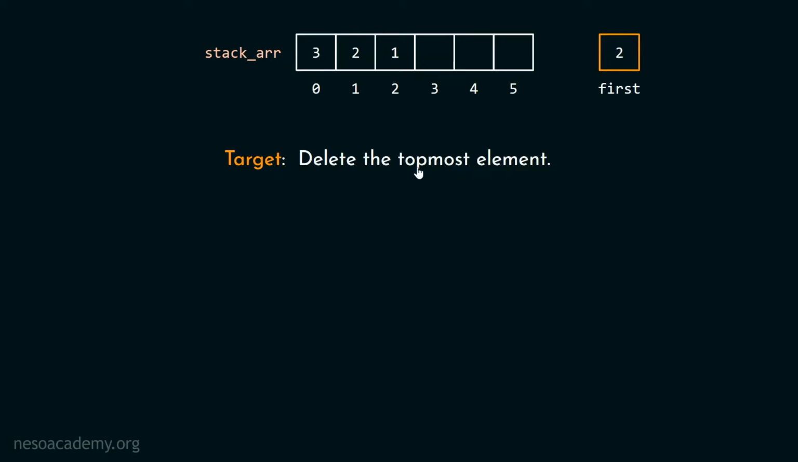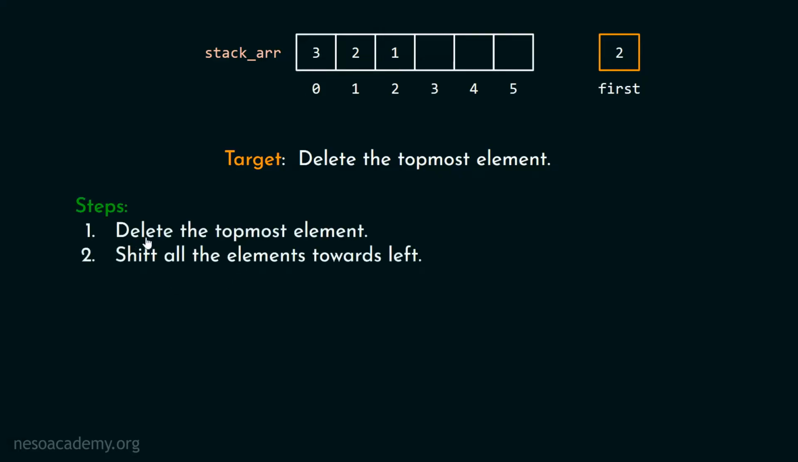Our target is to simply delete the topmost element. Isn't that so? We have to delete this element. You might think, okay, it is very easy to delete this element. We just have to delete this. That's it. But wait, there are actually 2 steps involved in deleting the first element or the topmost element of the stack. First, we have to delete the topmost element and then we have to shift all the elements towards left. It is important to shift these elements towards left as well, right? We have to shift this element 1 step towards left, and we also have to shift this element 1 step towards left, right? This is also an important step, isn't that so?